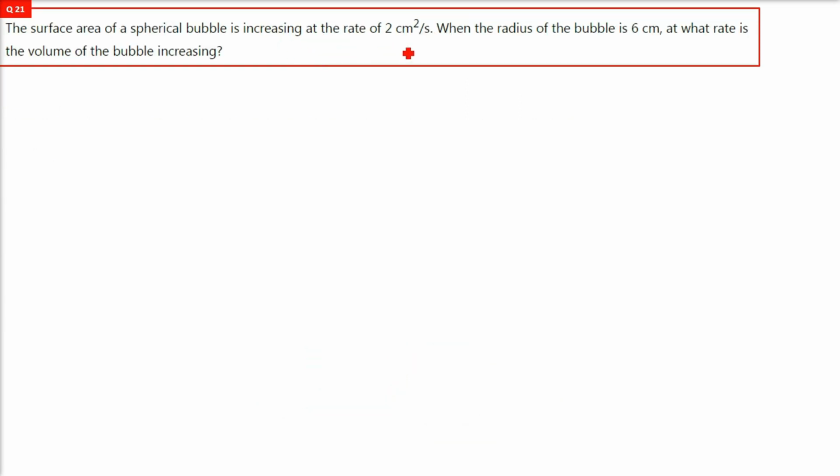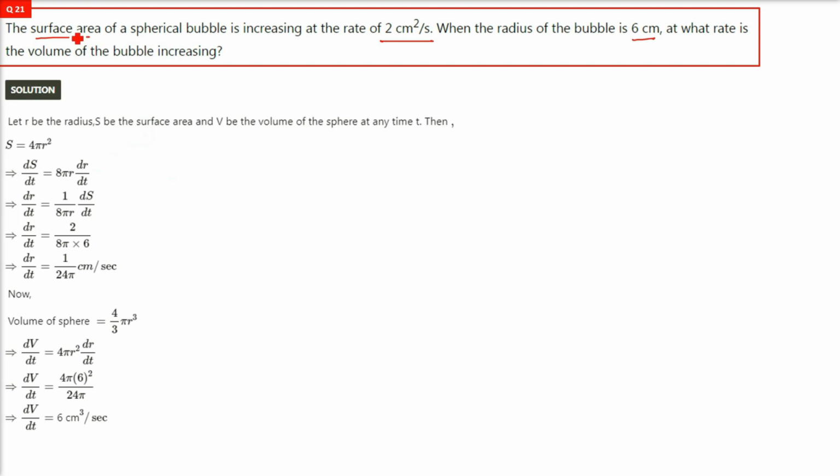The surface area of a spherical bubble is increasing at the rate of 2 cm square per second. When the radius of the bubble is 6 cm, at what rate is the volume of the bubble increasing? So we have volume and we have surface area. Just assume that you know about this. Surface area is 4 pi r square. Volume is 4 by 3 pi r cube. And this surface area and volume need to be known to you.